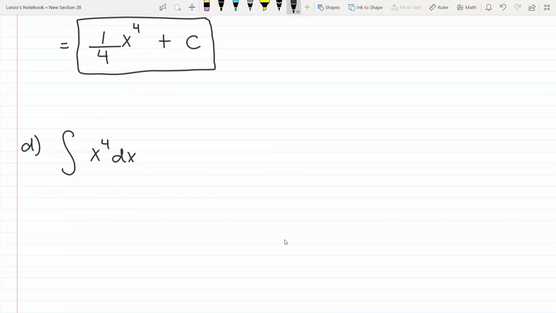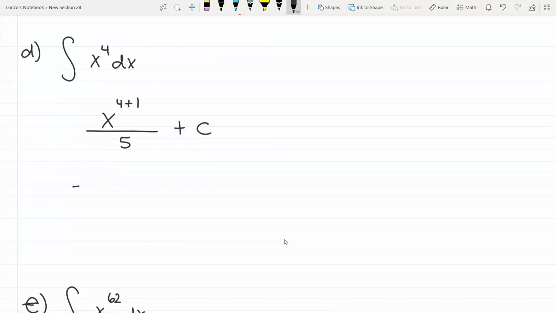Okay, d, integration of x to the 4th dx. So it's old plus 1, so 4 plus 1, and then it's 5, plus c. So this could be written as 1/5 x, and then 4 plus 1 is 5, plus c.